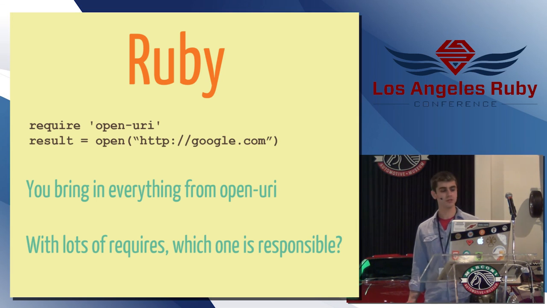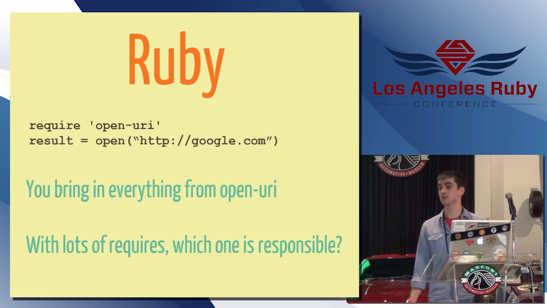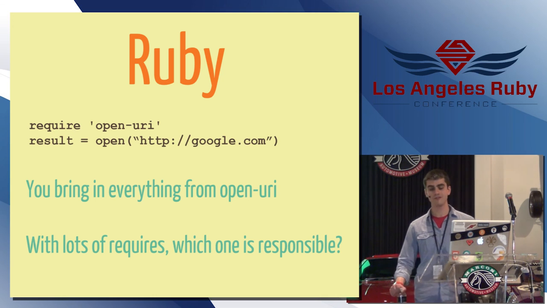And this is a very trivial example, but imagine a program that had 10 requires at the top, and then somewhere else in the program, open is called. How do you know exactly which one of those requires gave you open? How do you know how to refactor the program? How do you know which requires you can get rid of and which ones are actually needed?